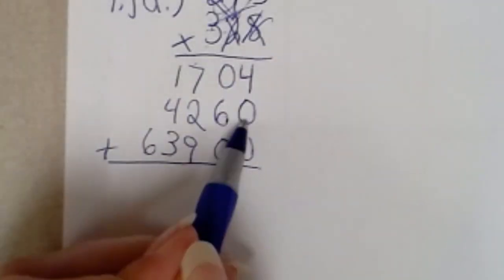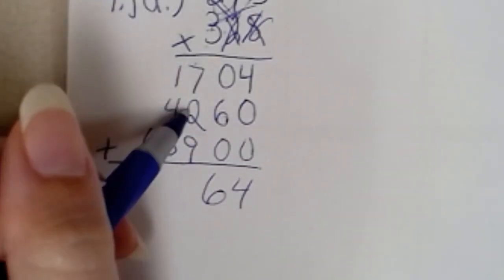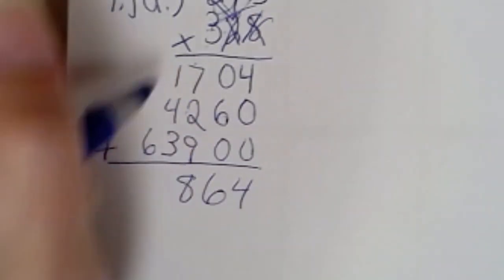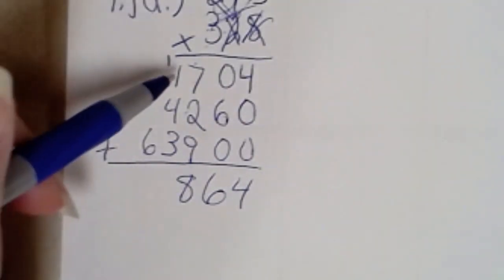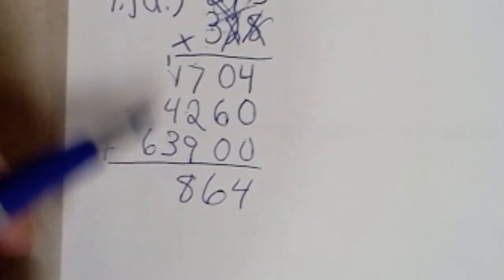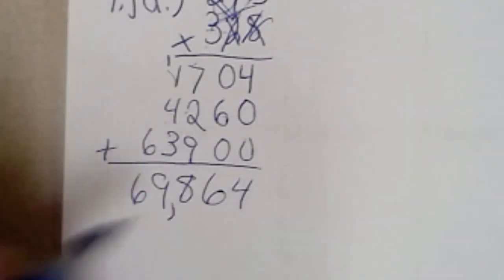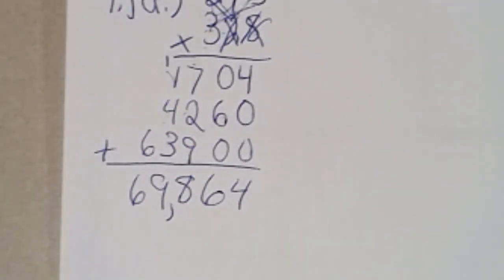4 plus 0 is 4. 0 and 0 and 6 is 6. 7 and 2 is 9, and 9 more is 18. Carry the 1. That's 2. 4 plus 2 is 6. 7, 8, 9. And the 6 plus nothing is 6. 69,864. All right.